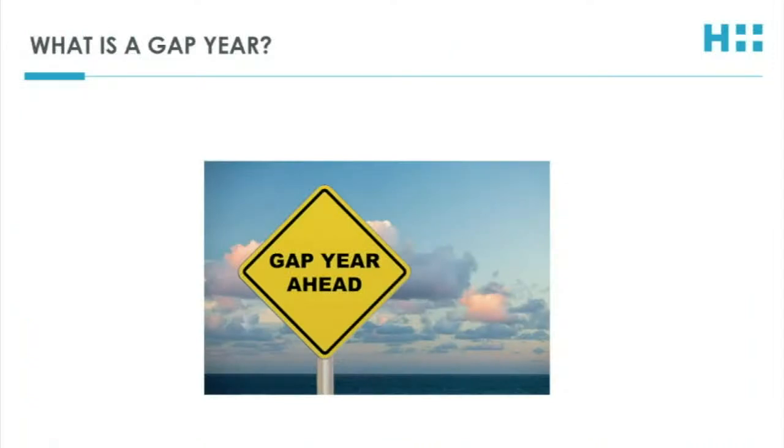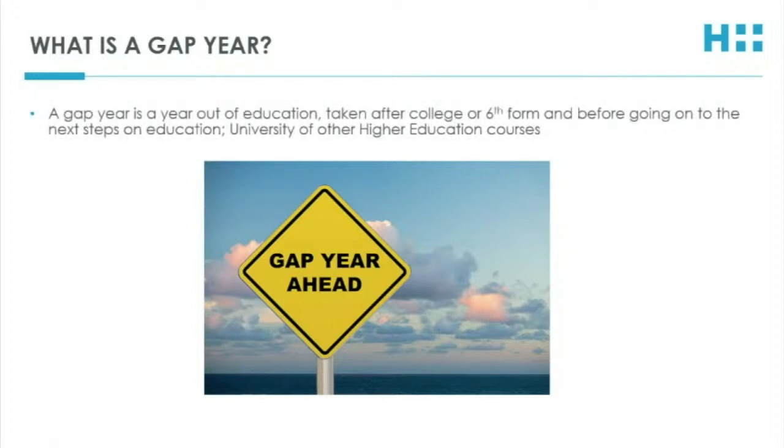So first of all, what is a gap year? Some of you may have come across this term before, and it might even be something that you're already going to take. But a gap year is a year out of education. So you might take this after college or sixth form, and it will be taken before going on to your next steps in education. So it might be university or any other higher education courses. Some people actually even take a gap year after their degree as well.